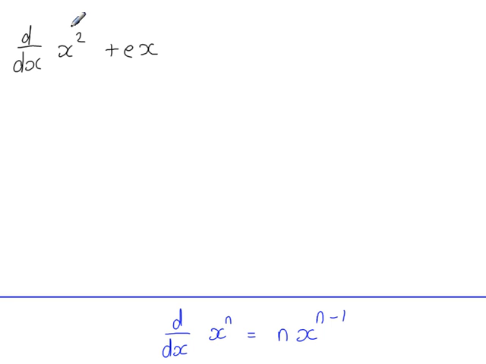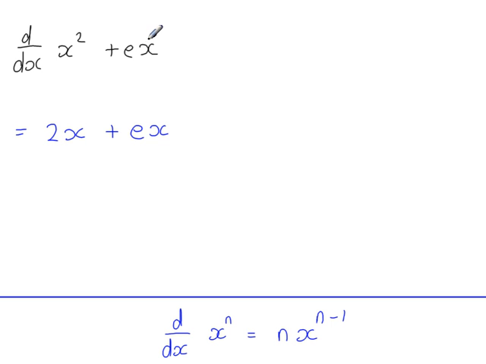This example is similar to the last one, except I've removed the brackets. So this time, only the x squared is differentiated and not the ex. Okay, so differentiating x squared gives 2x. We're not doing anything to the ex, so we just add on ex.